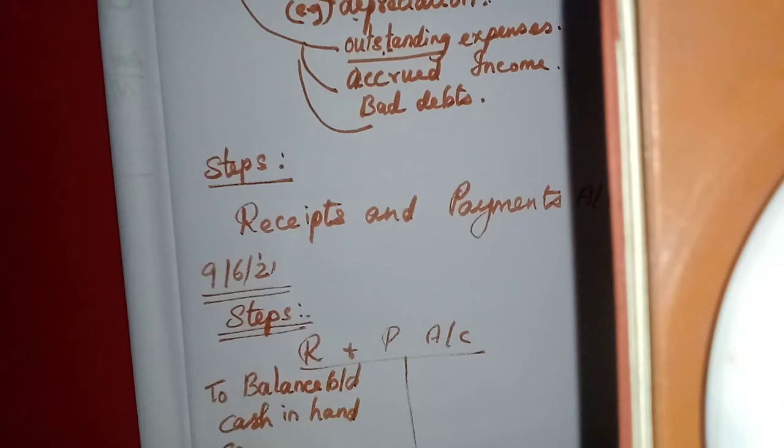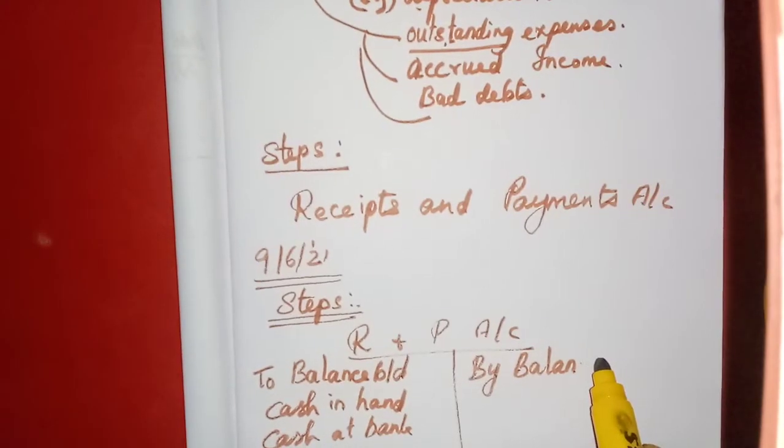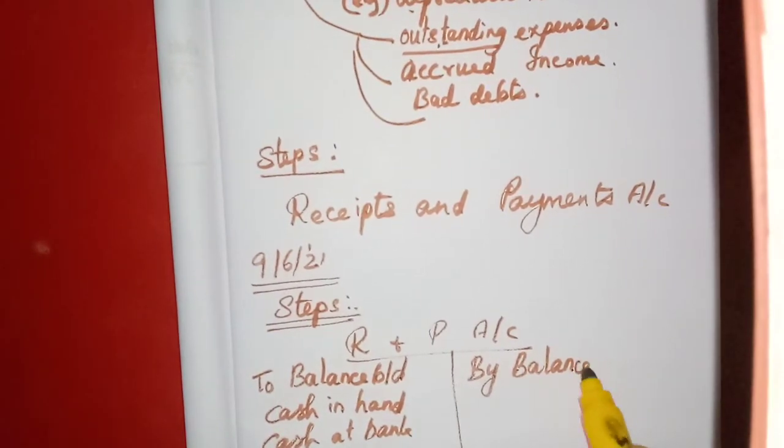If it is a favorable bank balance, it will be shown on the debit side, cash at bank. Sometimes we may receive an unfavorable bank balance, that means the bank overdraft. Then it will be the credit side balance. So you should write By Balance Brought Down, then bank overdraft.